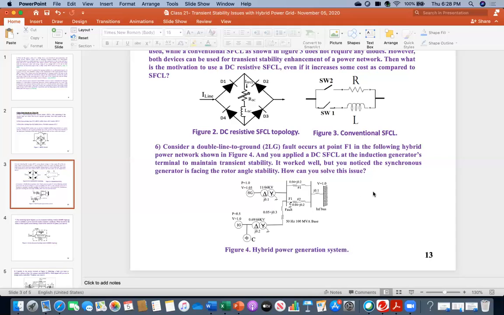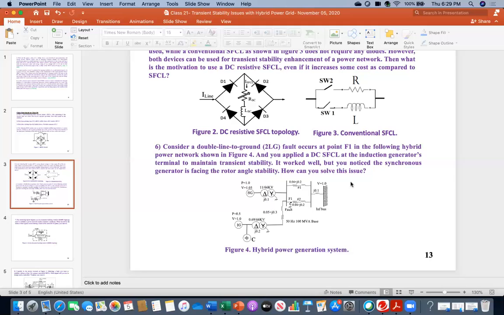Okay, so did you all write? What did you write, everybody? Kamana, what did you write as an answer for this one? I wrote the same, Dr. Ali. Okay, active power controller for the synchronous generator, and reactive power controller for the induction generator.